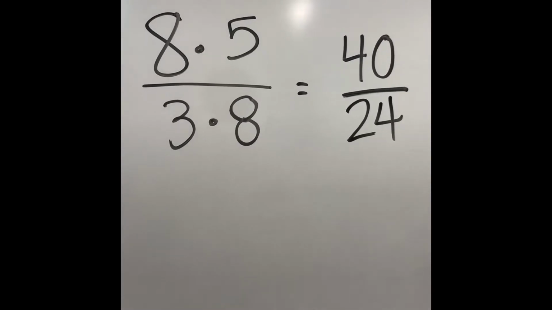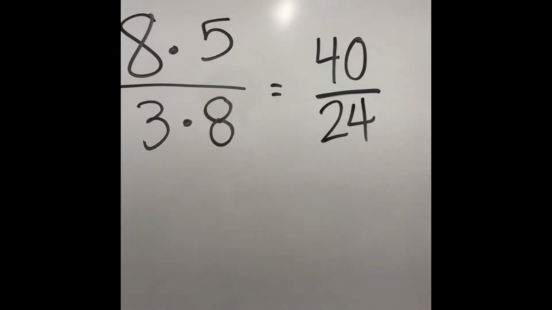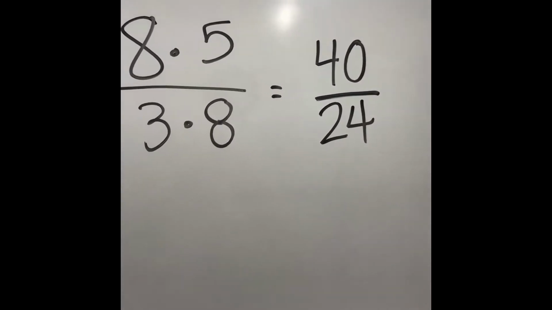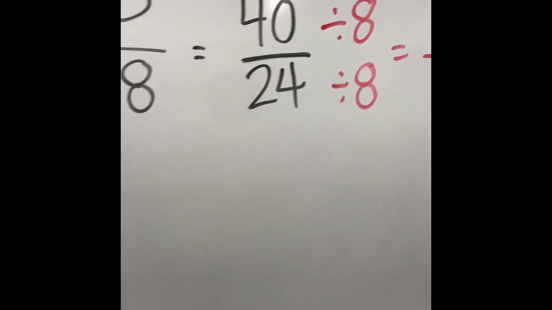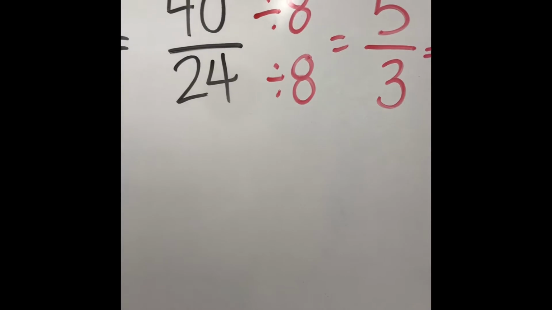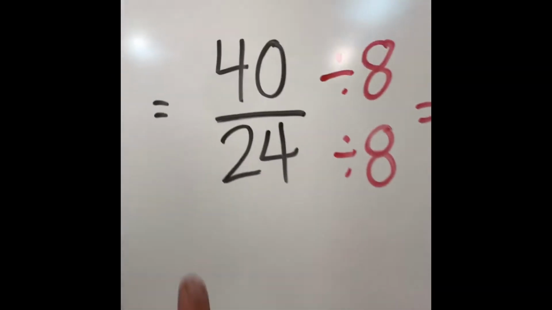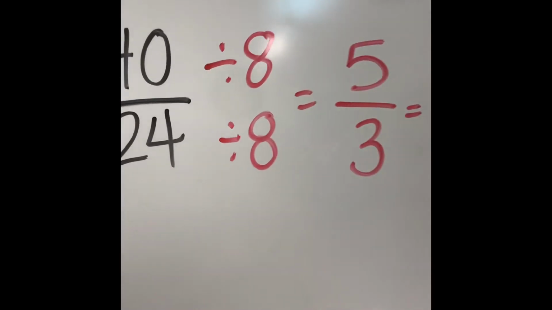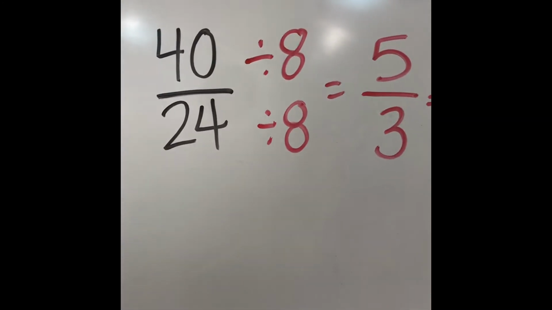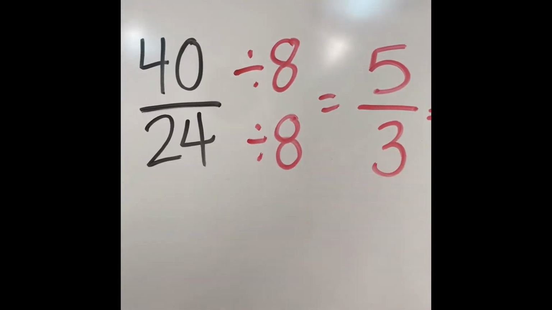Now we multiply straight across and we get 40 over 24. So when we divide by a common factor, we see that 40 can be divided by 8 and 24 can also be divided by 8. When we do that, we get an equivalent fraction of 5 over 3.